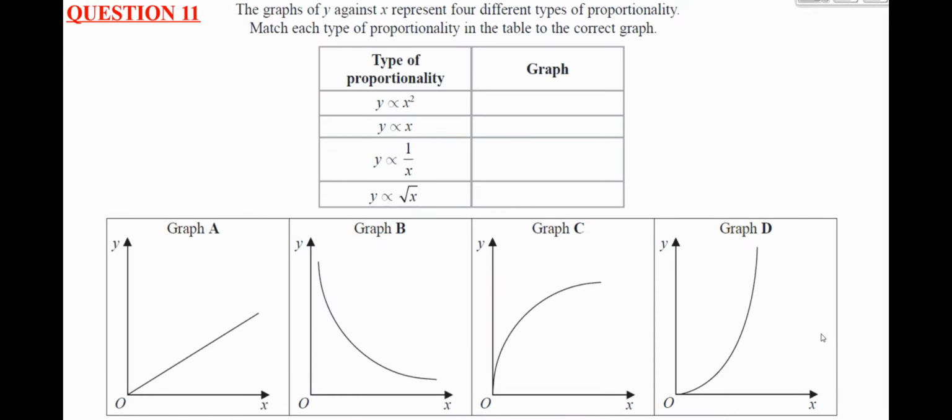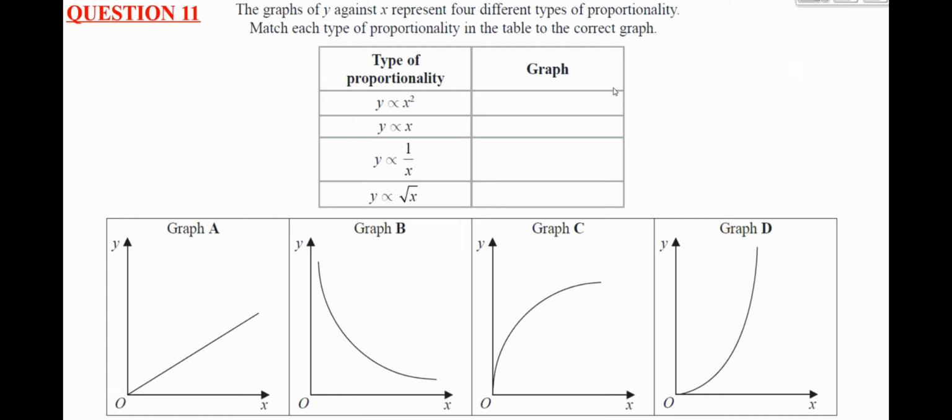Question 11 is a fairly classic type of question. It's a graph matching one. So we've got graphs, 4 different ones, A, B, C, and D, and each one represents a graph of proportionality. So one of these, A, B, C, or D, will represent a graph of y being proportional to x squared. Another one represents y is proportional to x. Y is proportional to 1 divided by x. Another one is y is proportional to the square root of x.